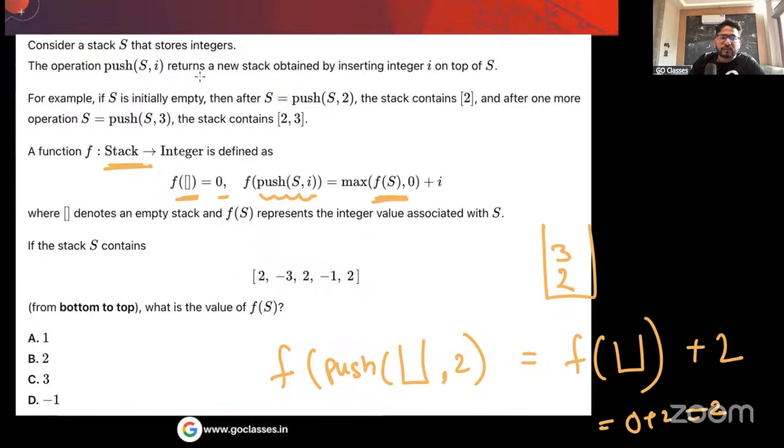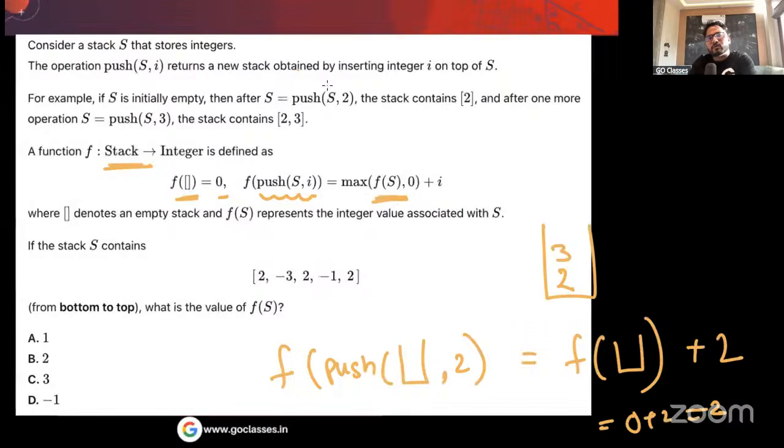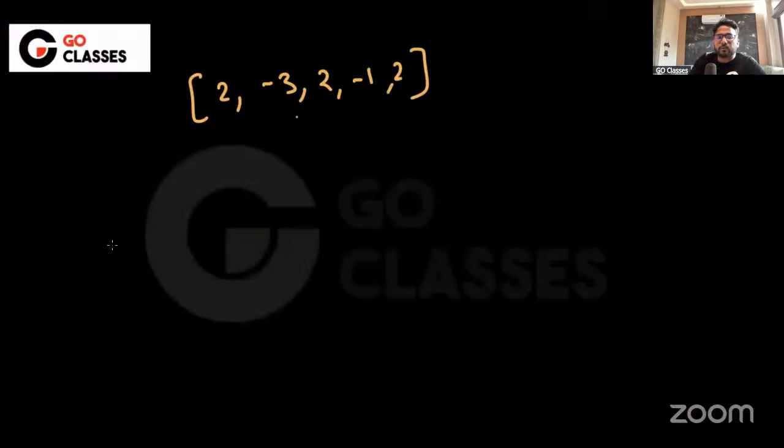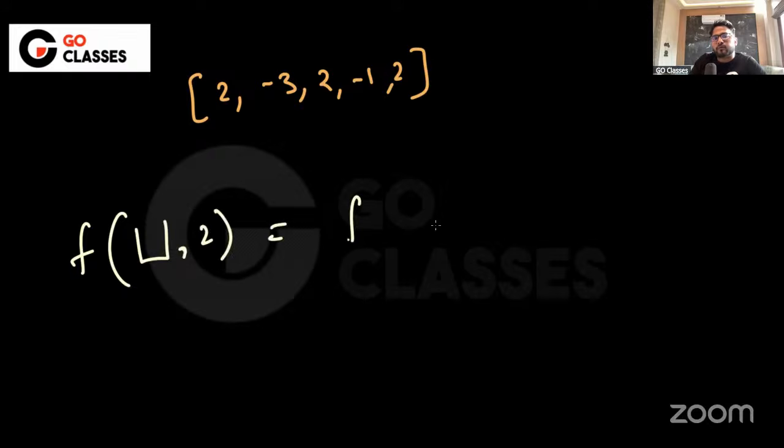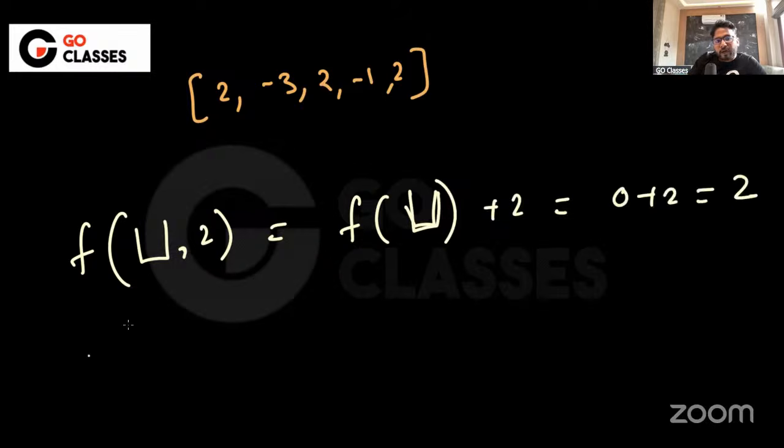So basically it is 2, minus 3, 2, minus 1, and 2. These are the numbers that we want to insert, suppose. So f of the initial empty stack, with 2 pushed, is f of whatever is the initial one, plus 2. For the initial, it is 0 plus 2, it is 2. Now, once you push 2, the answer is basically 2.